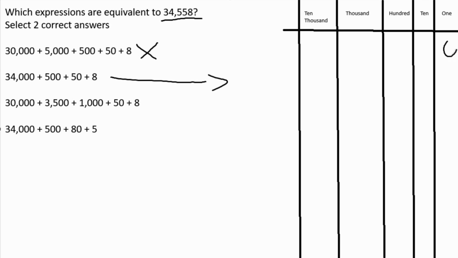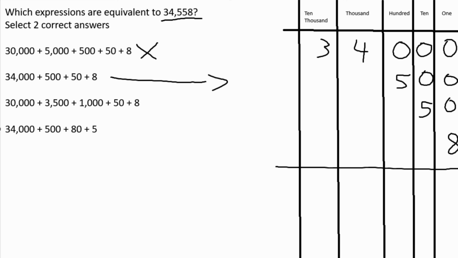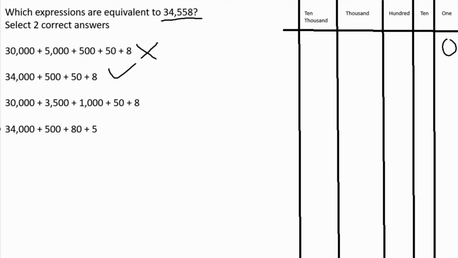We have 34,000. Let's put that in our place value chart. 4 in the thousands, a 3 in the 10,000s. We have 500. We also have 50. Let's add that to it. And then an 8. Let's add all this together and see what we get. We have an 8 in the ones place, 5 in the tens place, 5 in the hundreds, 4 in the thousands, and 3 in the 10,000s. Now this looks like the number in our question. So this is correct. All right, let's check our next answer choice.